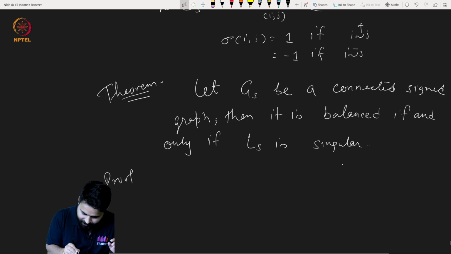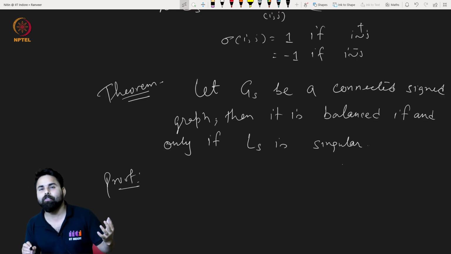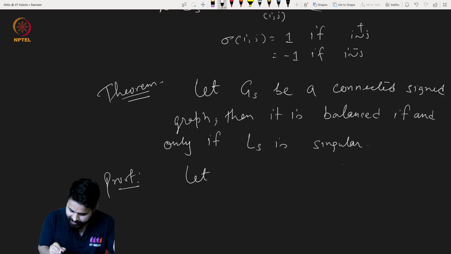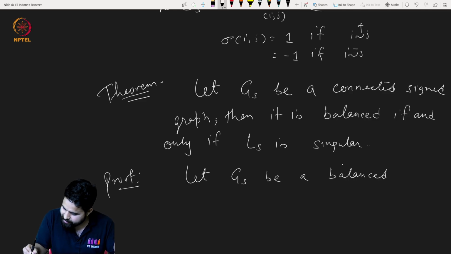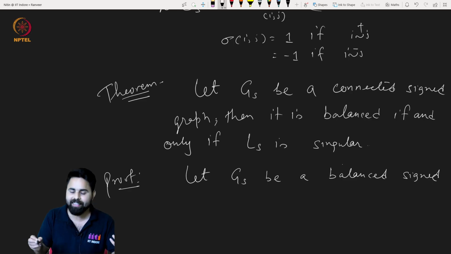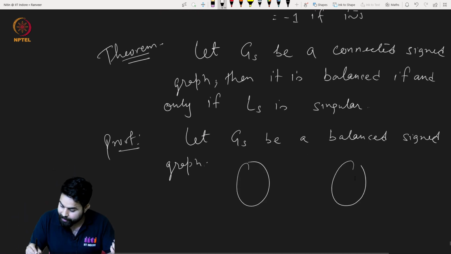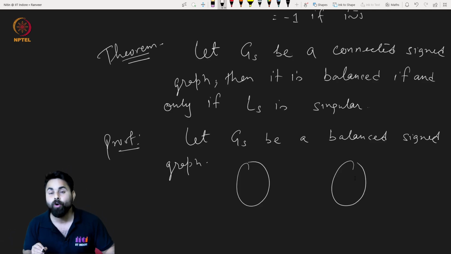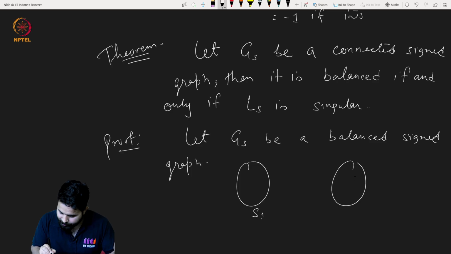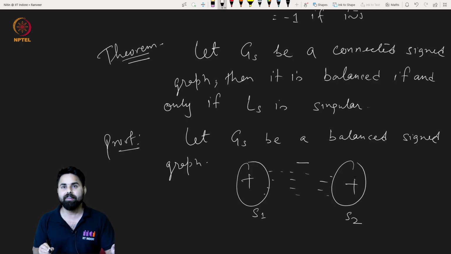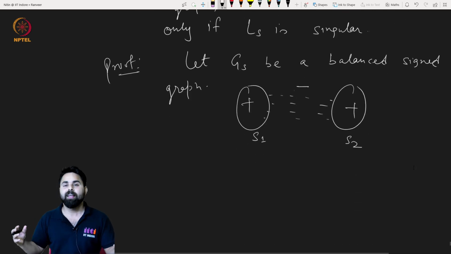Proof. Assume first of all that GS is balanced. So let GS be a balanced signed graph. Very good. Now we know that if GS is balanced, then the vertex set can be partitioned into two vertex subsets, suppose S1 and S2, such that all the edges within each subset are positive and everything between them is negative.